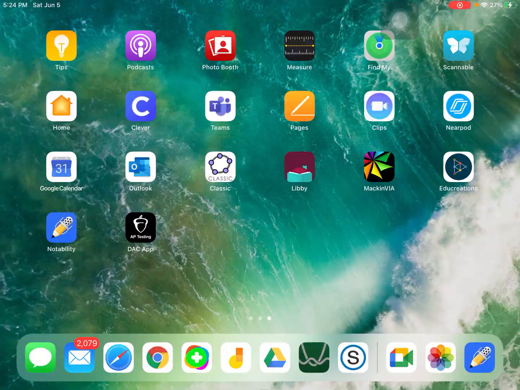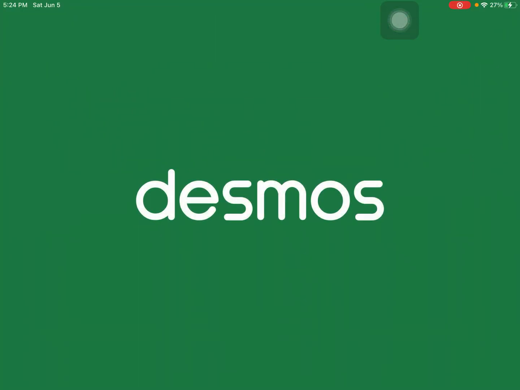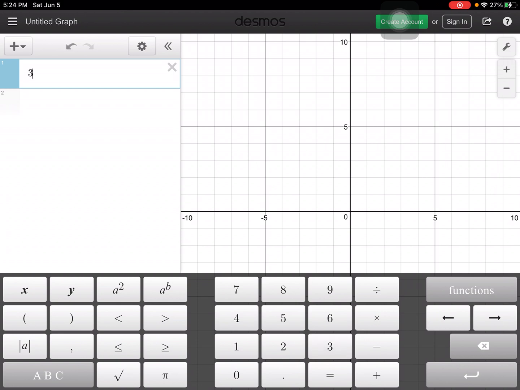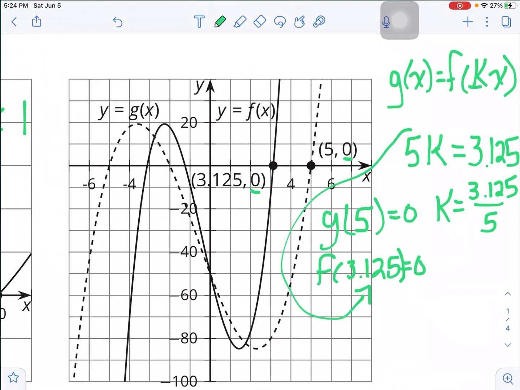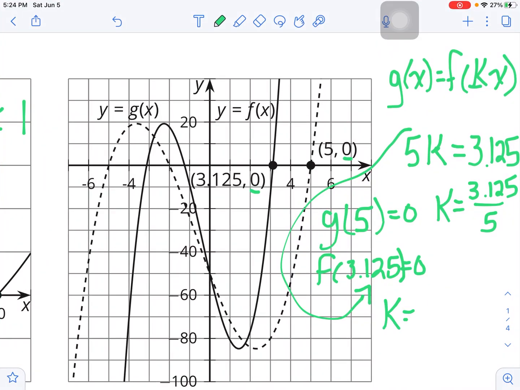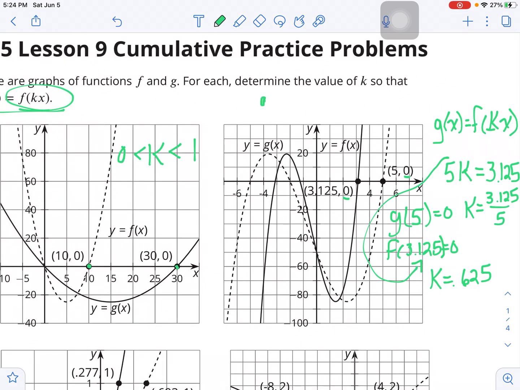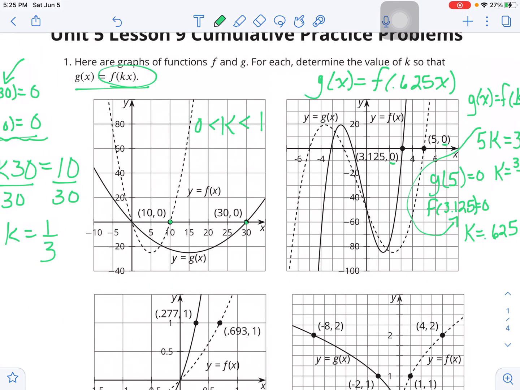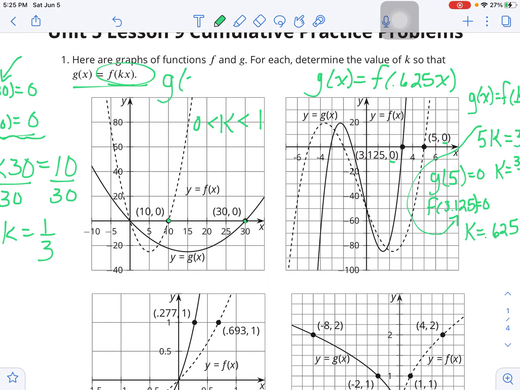And if I take that over to decimals, calculator or someplace quick, 3.125 divided by 5 is 0.625. So k is equal to 0.625. And then I can write g of x is equal to f of 0.625 x. I forgot to write that over here. G of x would be equal to f of 1/3 x for this first one.